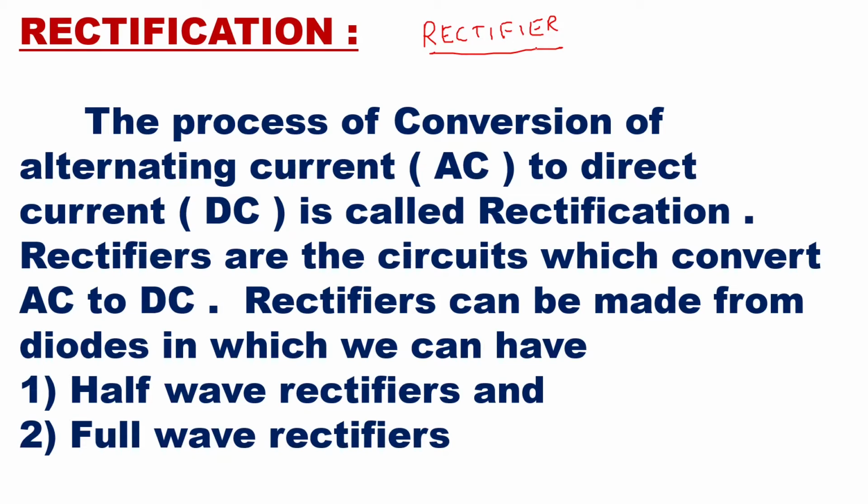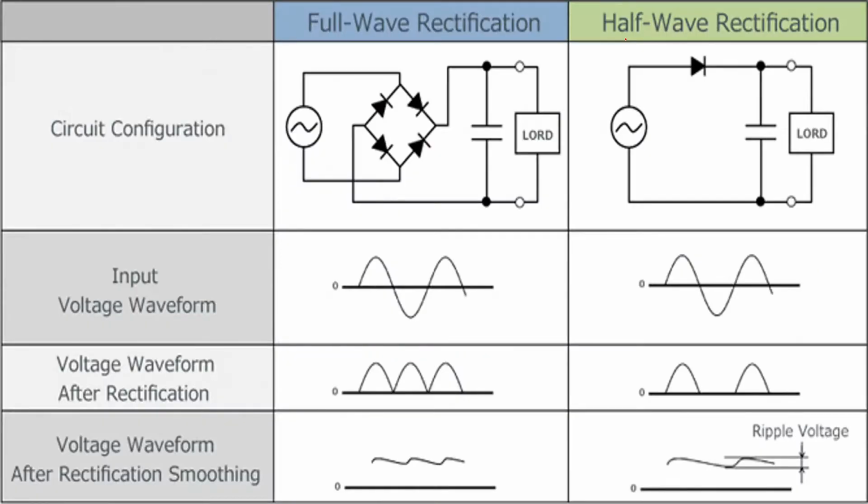Okay. So basically here you have understood now what is rectification. Rectification is the process of converting alternating current to direct current, that is AC to DC. And rectifiers are the circuits which will convert AC to DC. Then we will go to see the full wave rectification and half wave rectification, what it is.